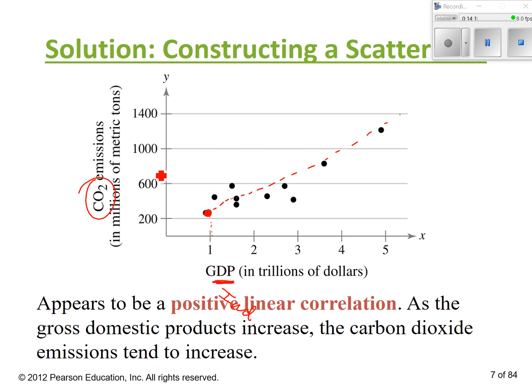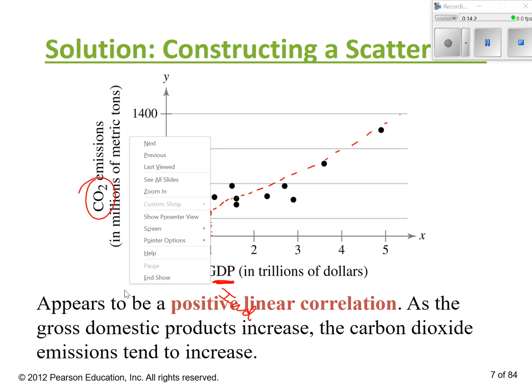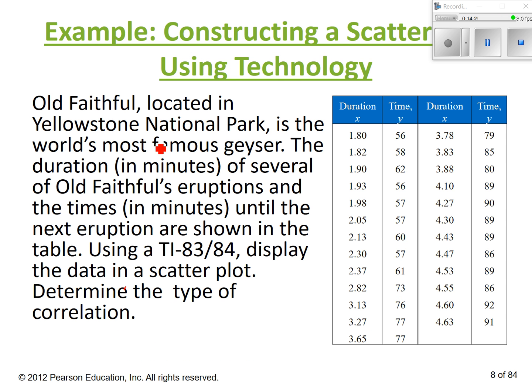So that's one of the things that we're predicting. We're going to graph these and then decide whether it's got a positive or a negative correlation or no correlation. Next one, Old Faithful, located in Yellowstone National Park, is the world's most famous geyser. The duration of several of Old Faithful's eruptions and times until the next eruption are shown in the display table.